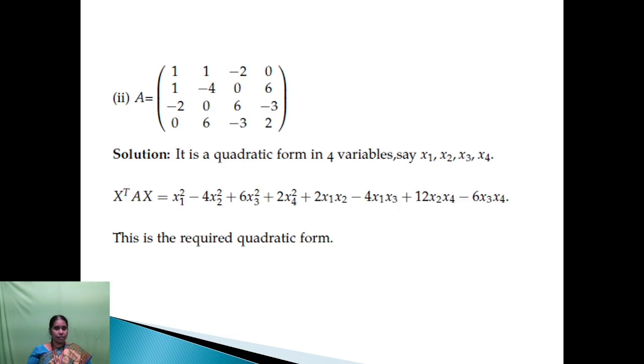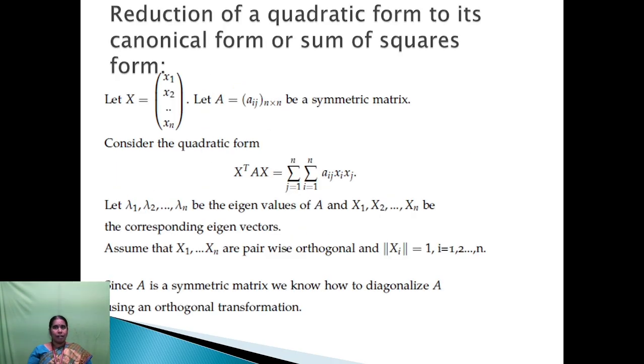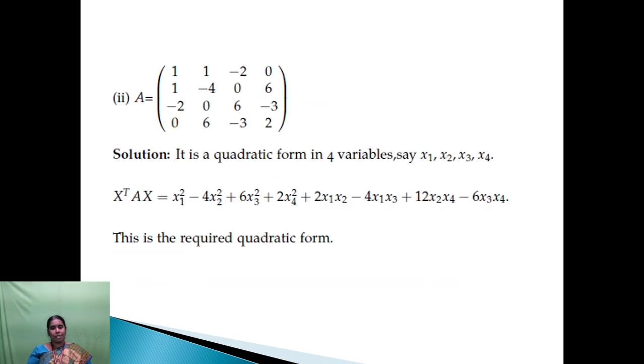First of all, the coefficients 1, minus 4, 6 and 2 are taken as the coefficients for x1², x2², x3² and x4², and for the remaining values we have to multiply by 2 and put them as the coefficients of x1x2, x1x3, x1x4, similarly 2, 1, 3, 2, etc. Thus, we obtain the quadratic form x transpose Ax equal to x1² minus 4x2², etc. In this way, we can convert a matrix to a quadratic form.